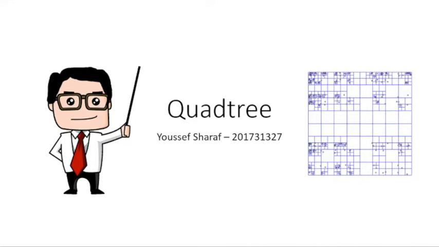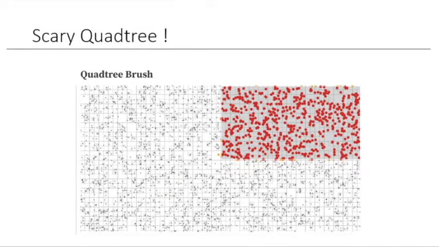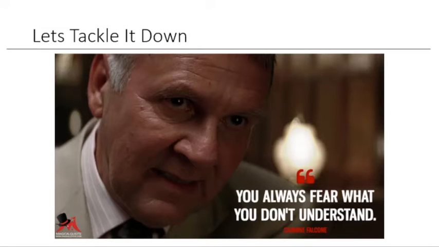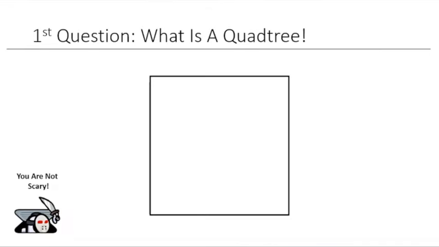So what is a quad tree? Yeah, it actually looks scary, but it's not. So let's fight this quad tree by narrowing it down. You always fear what you don't understand, so let's tackle it down. What is a quad tree? Basically it's a node connecting to 4 different nodes. As you can see, it's simple.